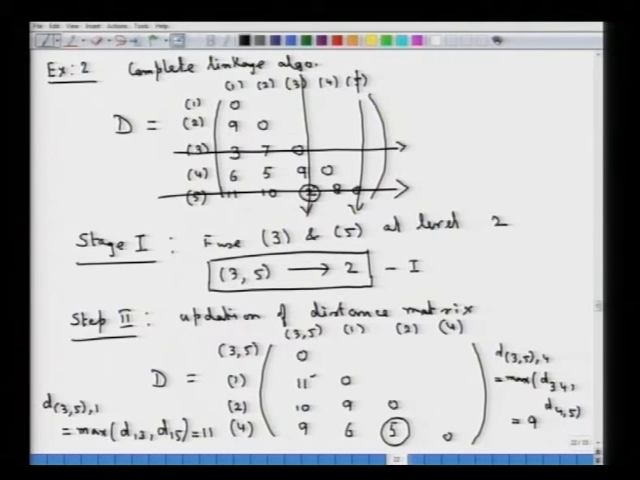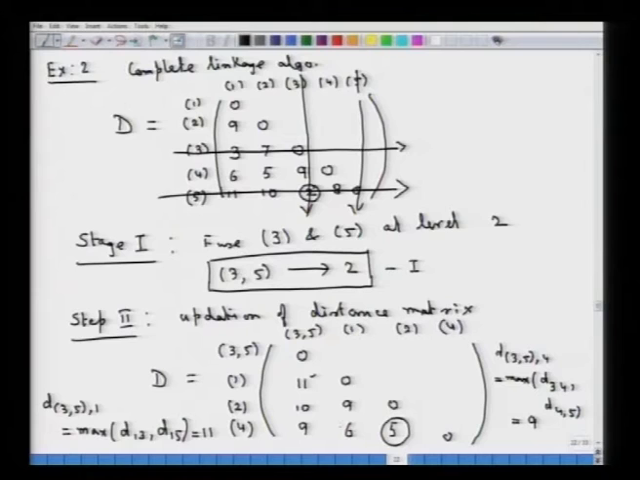We had come up to step number 2, wherein at the first step we had seen that cases 3 and 5 were merged at a fusion level of 2, and then we were required to update the distance matrix, which we had done in the last lecture and had come up with the updated distance matrix. Now, we start from this particular point.